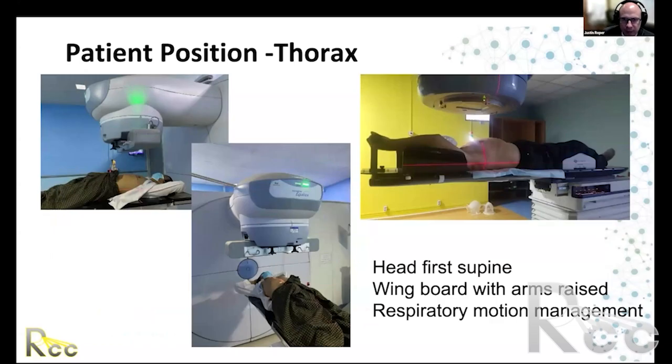So for thorax treatments, the patient is typically positioned head first supine. We often use a wing board for immobilization, and you can clearly see the wing board in the upper right image, and the arms are raised. So same considerations as for breast. A challenge is that many patients have arthritis or pain such that it may not be possible to easily move their shoulders or move their arms upward because of shoulder pain.